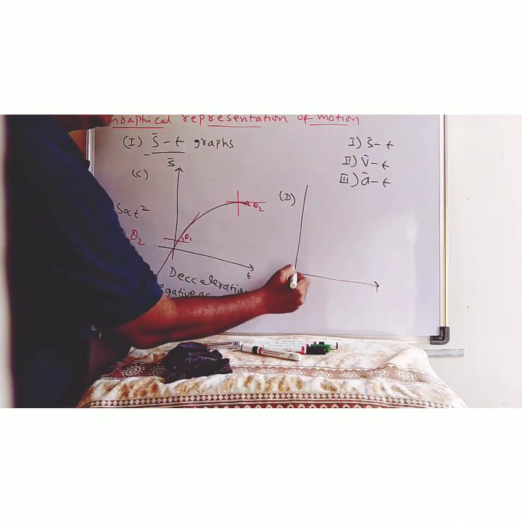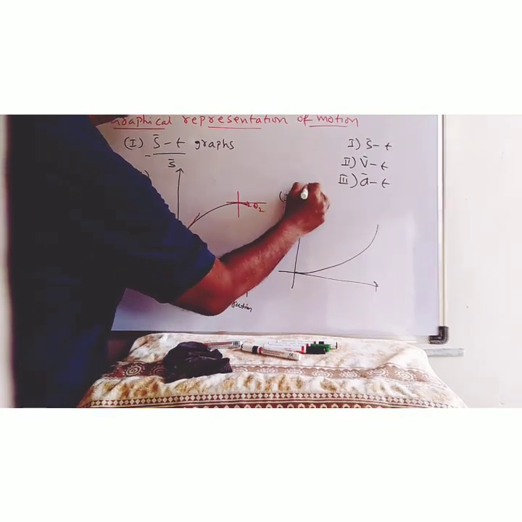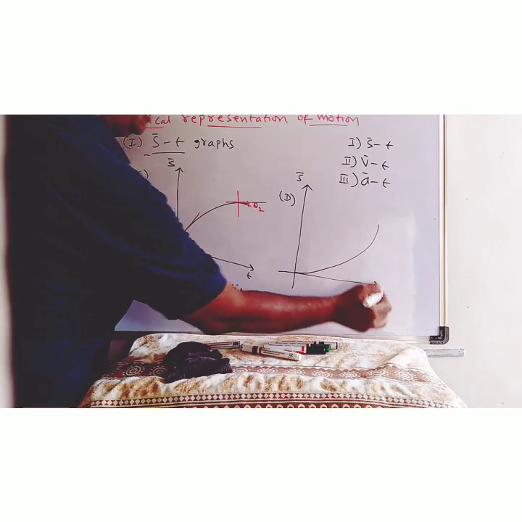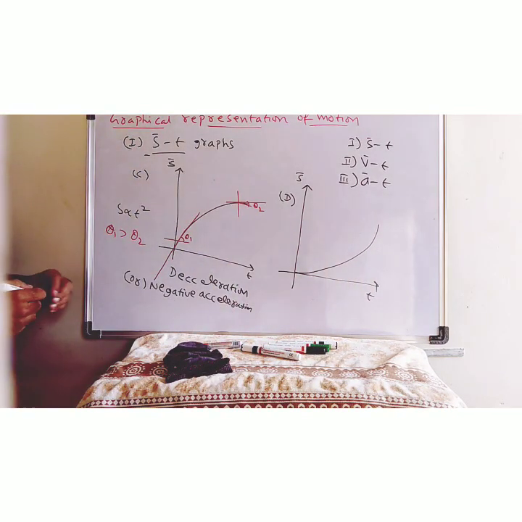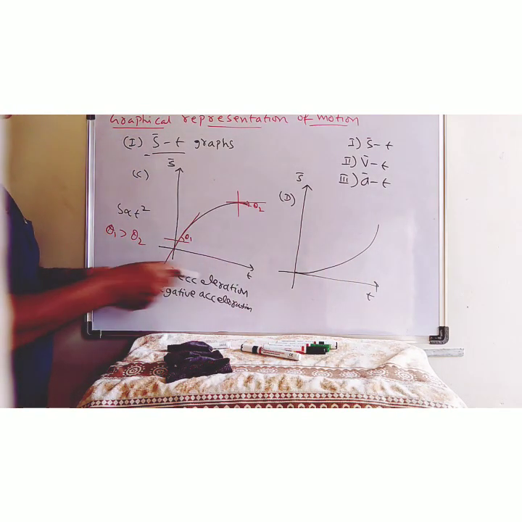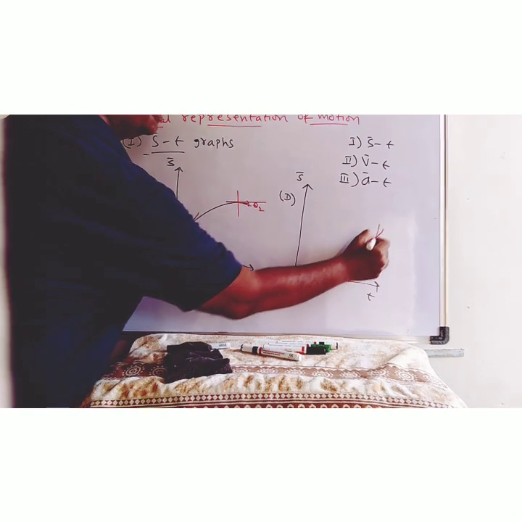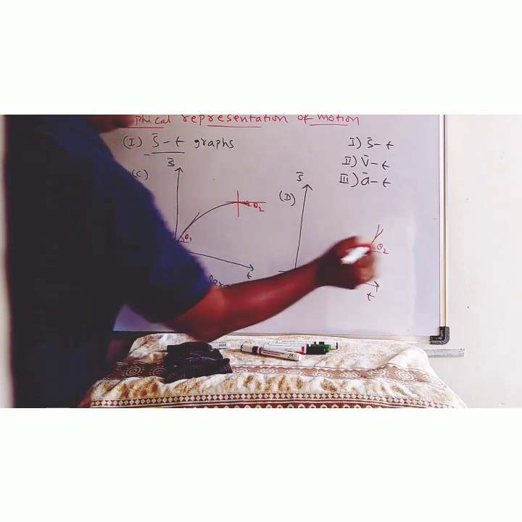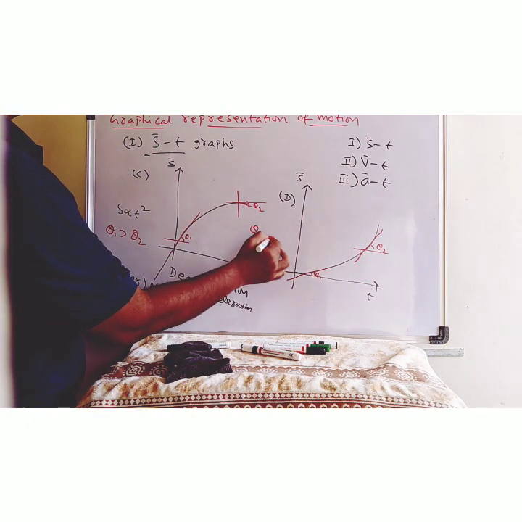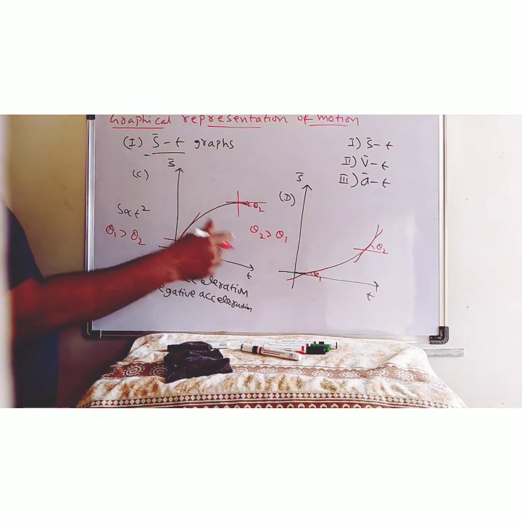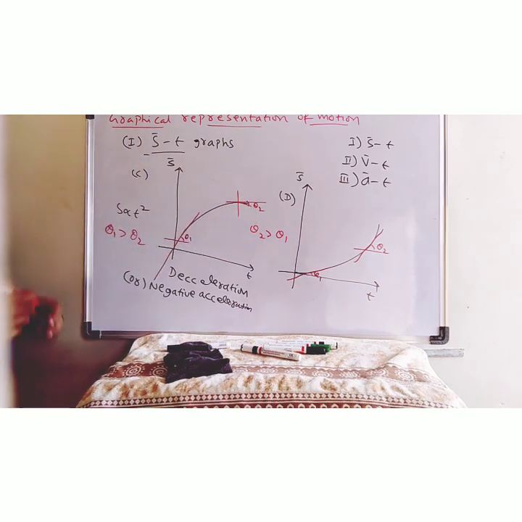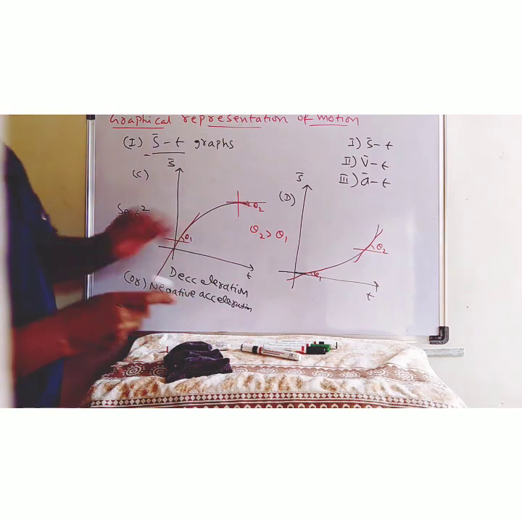This you can answer very easily. Suppose look at the graph like this. This one is displacement, this one is time. Now tell me, in this case what is happening here? You can say very easily. This is theta 1, and this one is theta 2. Now tell me, theta 2 is greater than theta 1. Is this increasing or decreasing? Definitely this is an increasing graph.